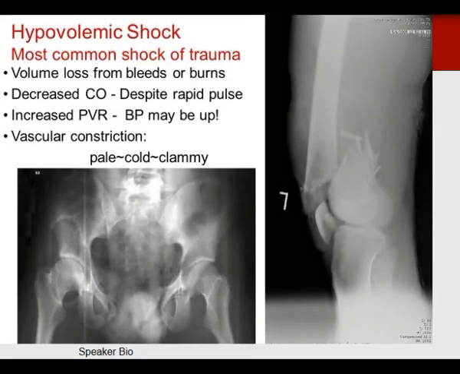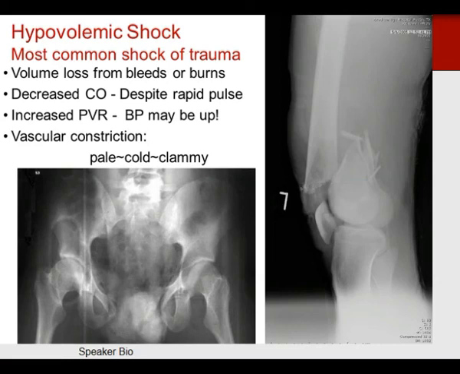Hypovolemic shock is the most common shock caused by trauma. So here basically you have blood loss, either volume loss from bleeds and or burns. You'll have decreased cardiac output, despite a rapid pulse. So even though your heart's beating faster, you have decreased cardiac output. You have increased peripheral vascular resistance.